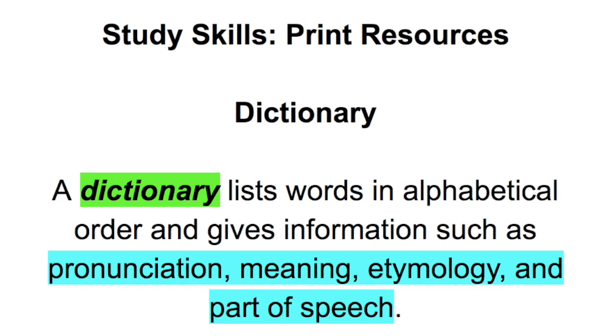All right, the next print resource we're going to look at is a dictionary. A dictionary lists words in alphabetical order and gives information such as pronunciation, meaning, etymology, and part of speech.